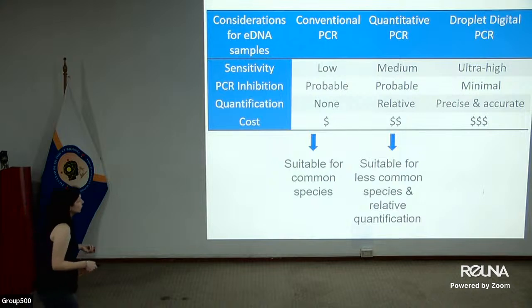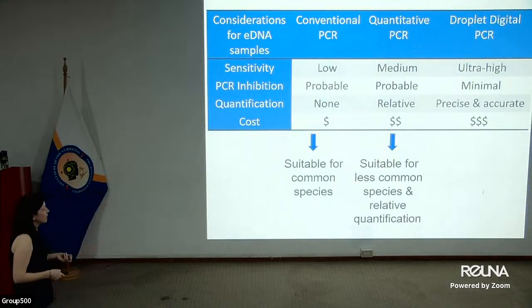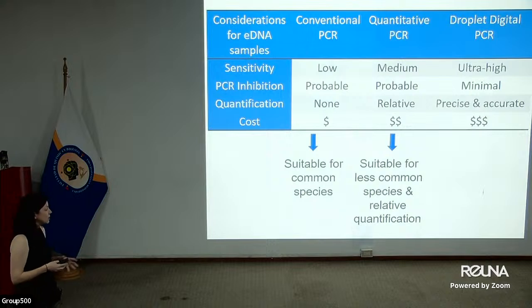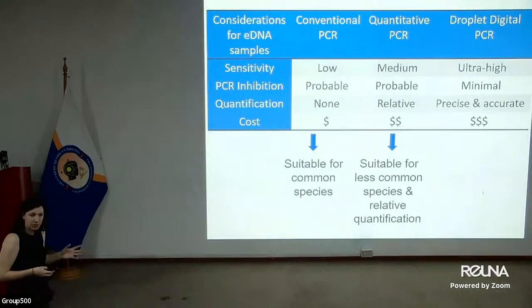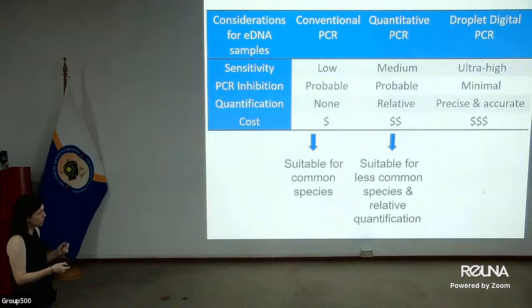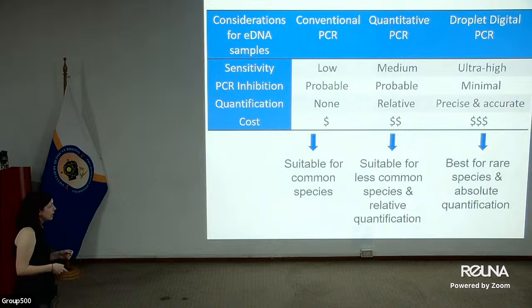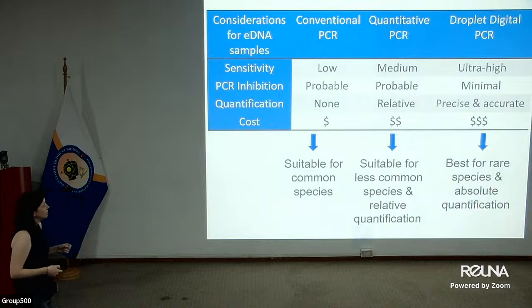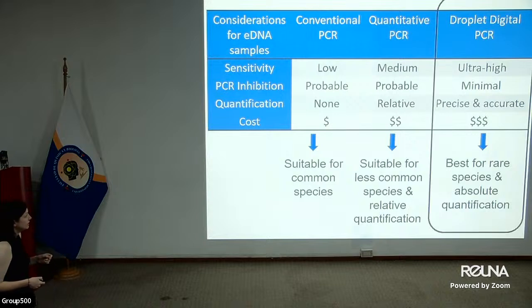then? qPCR is okay if you have a less common species and you only need relative quantification, but you have to be really careful when you're interpreting your results because it's not as sensitive as droplet digital PCR. This is best for rare species and absolute quantification. Because of this, this is what we use in my lab.